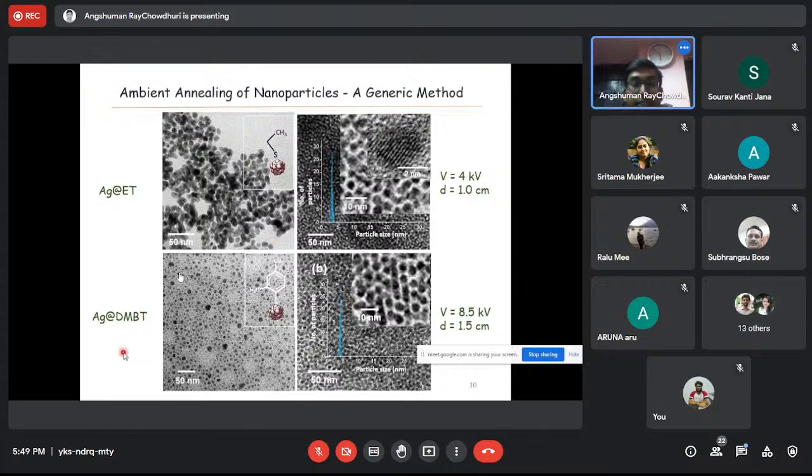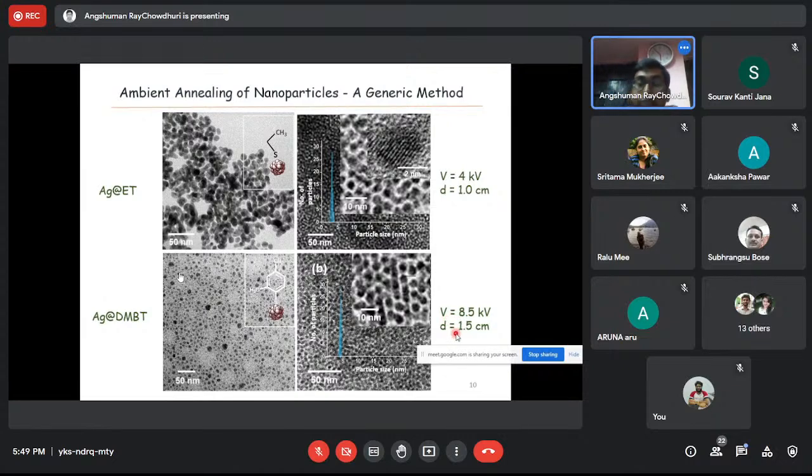Now we come to the dimethyl benzene thiol protected silver nanoparticles. The as-synthesized particles, we know, are polydispersed nanoparticles, as in most cases silver produces polydispersed particles, and we started spraying that. We found that the optimized condition for getting monodispersed particles, where the particle size distribution is below 5, is a voltage of 8.5 kV and a tip to collector distance of 1.5.